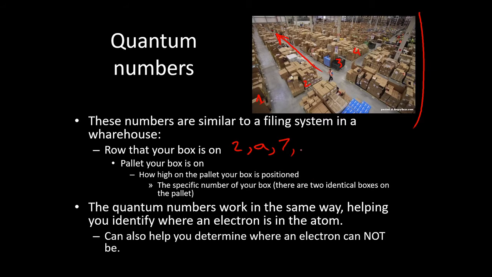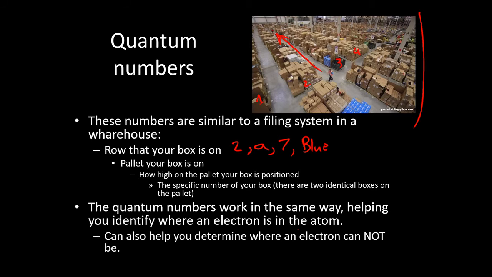And so maybe we have a last number here, or maybe it's a symbol of some kind, and we'll say it's blue. I don't know. Just trying to vary up the classifications here. And so with these numbers, or letters, or whatever it is, this classification system, you'll be able to tell, okay, I'm going to go to row 2, I'm going to go down to pallet A, I'm going to go up to the 7th shelf on this pallet, and I'm going to get the blue box. And so there is a system that tells you exactly where something is in the warehouse.